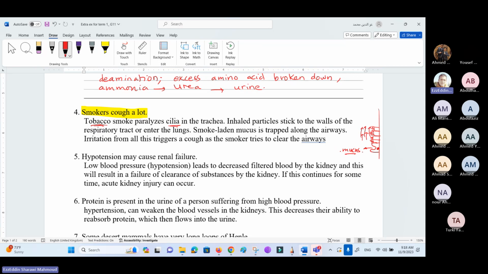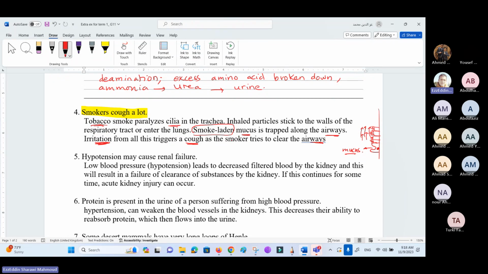The smoke-laden mucus will be trapped along the airways. This will irritate all the cells of the trachea. So irritation from all of that will trigger, meaning activate or stimulate, a cough as the smoker tries to clear the airways.